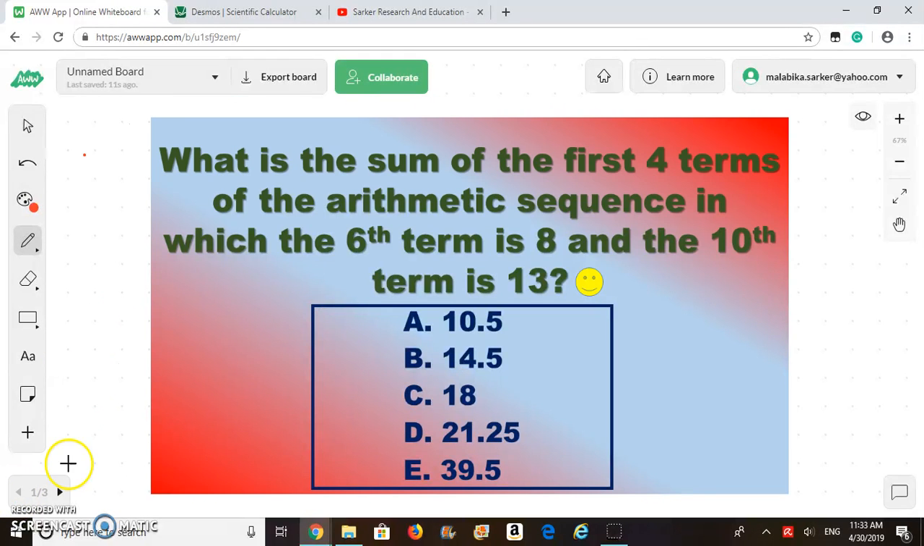Let us look at the answer choices here. A is 10.5. No. B is 14.5. Yes. So B is the correct answer. And C is 18. D is 21.25. E is 39.5. And these are all the wrong answer choices.